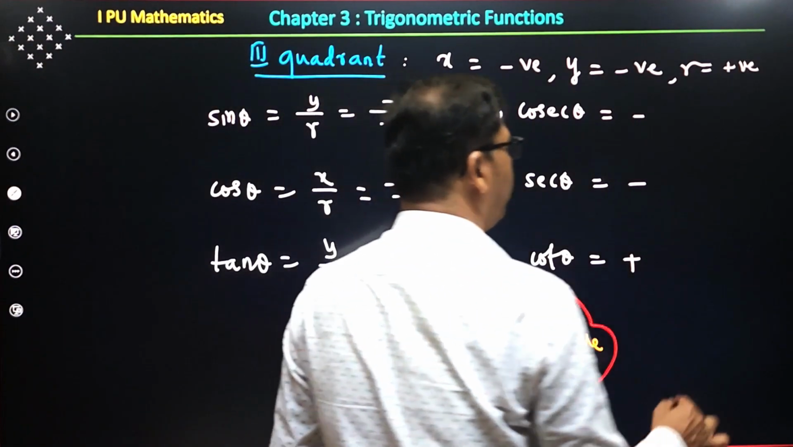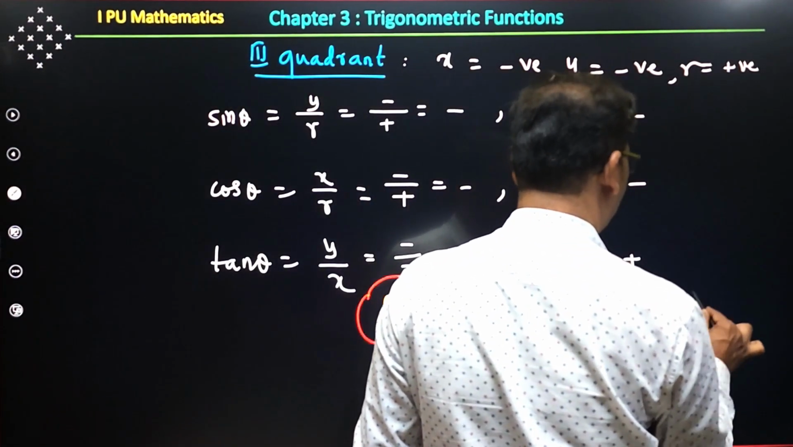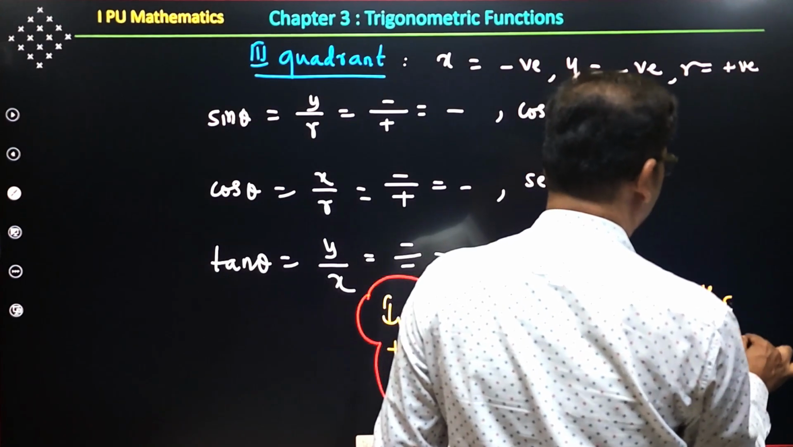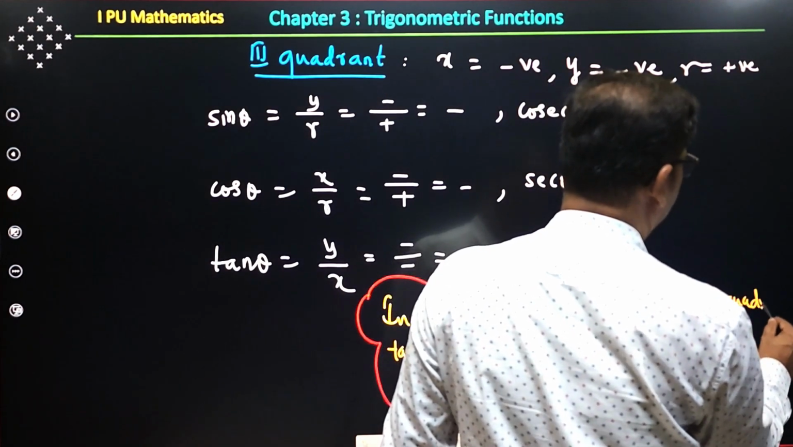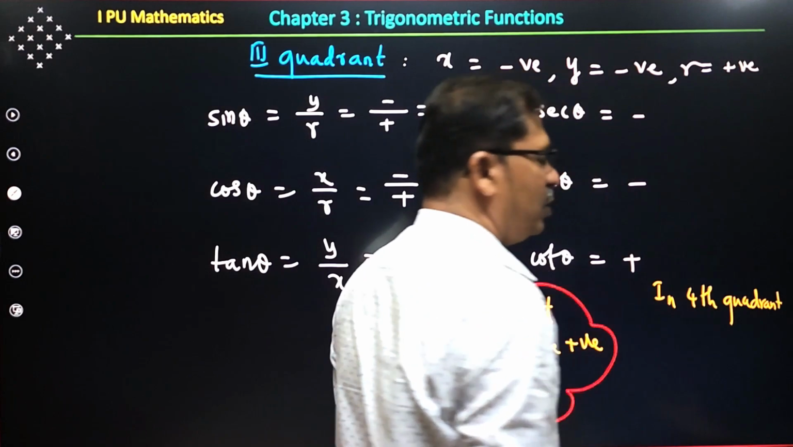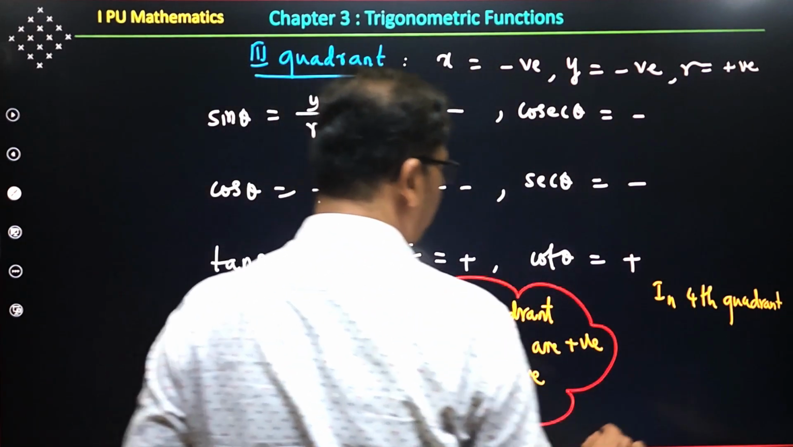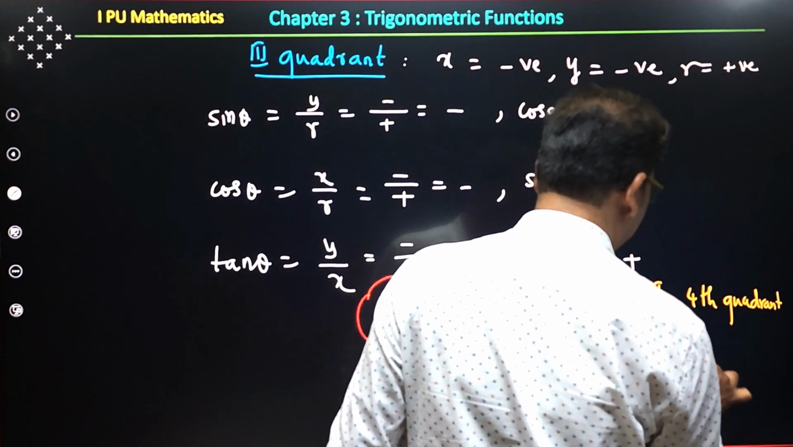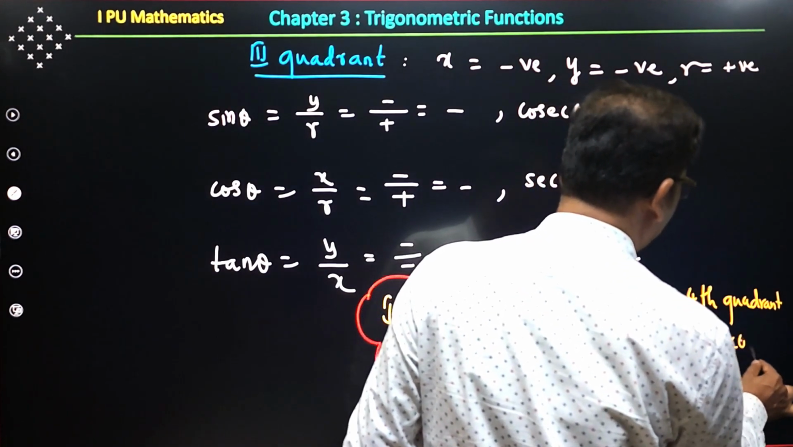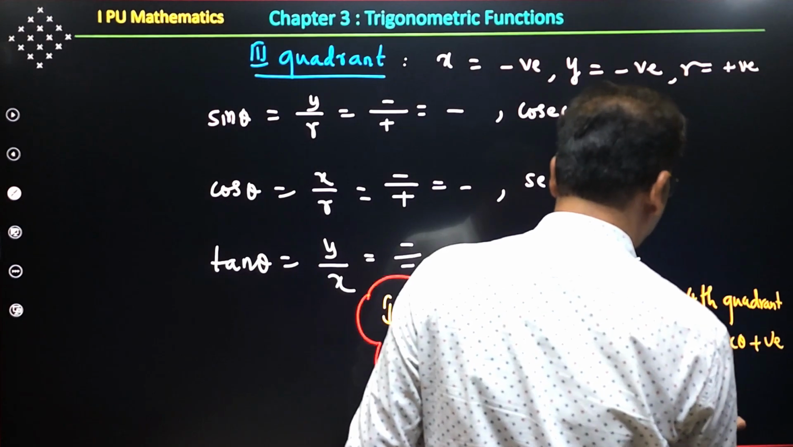Pay attention. In the fourth quadrant, cos theta and sec theta are positive, remaining negative.